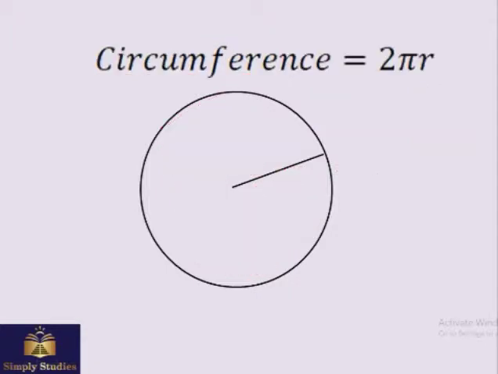Another dimension is the circumference. Circumference is what we get if we start measuring from this point and measure all the way around. So the whole thing from here to there is known as the circumference.